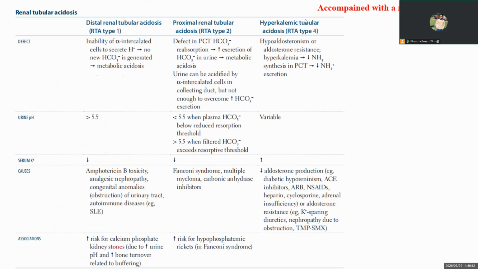Okay, another thing that you can now touch on is what causes type 1, the causes of RTA type 1. The first one you can remember is that this could be congenital, and this is associated with structural abnormalities of the urinary tract. And this can also be acquired from autoimmune diseases like SLE. SLE is systemic lupus erythematosus.